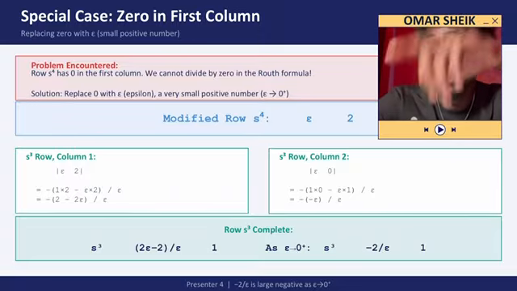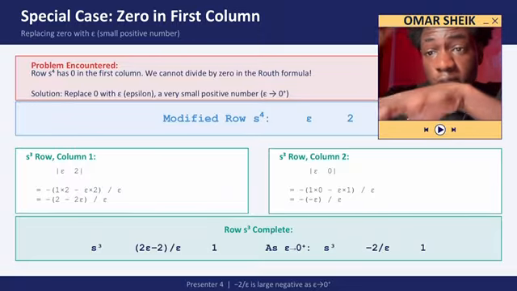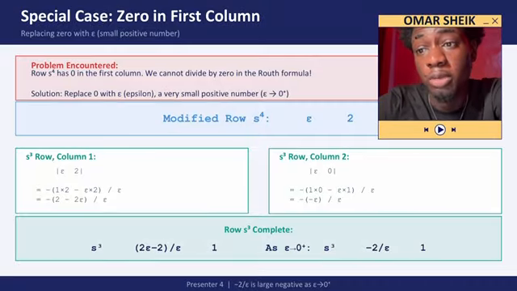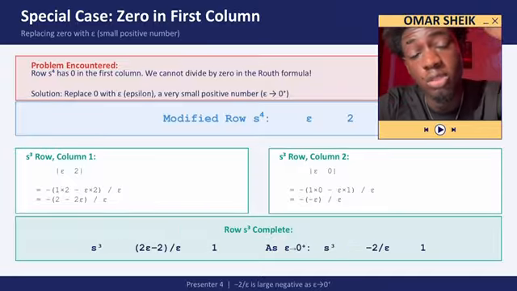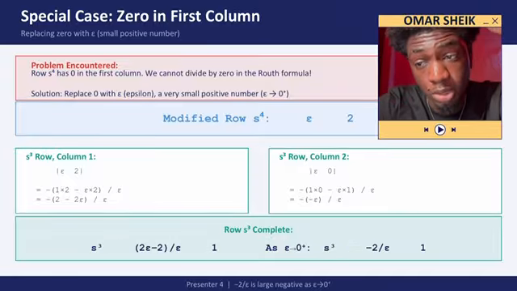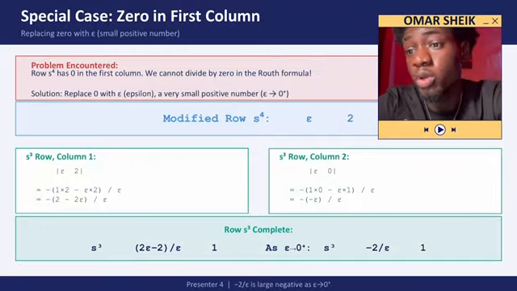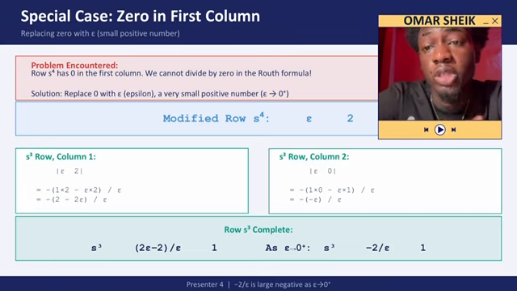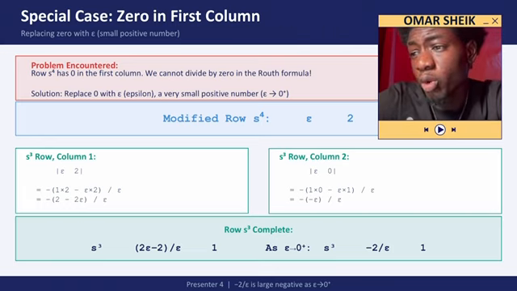The first element of row S to the fourth is 0. This is problematic because the Routh formula requires us to divide by the first element of our previous row. We cannot divide by 0. The standard solution is to replace the 0 with a very small positive number called epsilon.